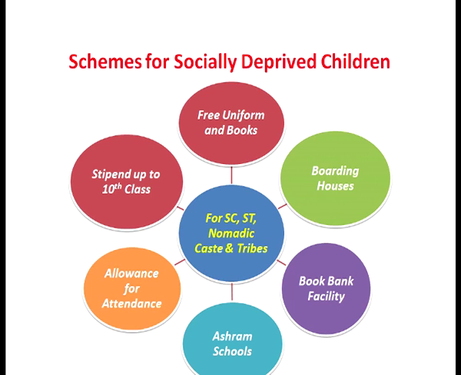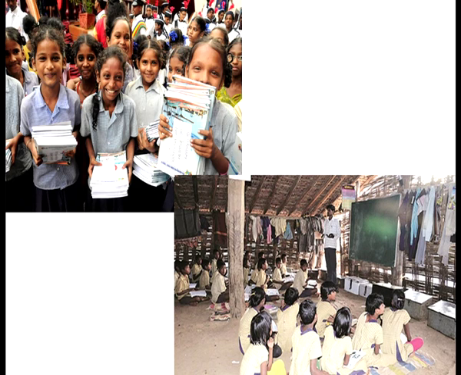So, in the picture you can see there are 6 different schemes, 6 different steps which have been taken by the state of Maharashtra for the welfare of socially deprived children and for achievement of the target of universal elementary education. Now, as you can see on the screen, there are 2 pictures. One is depicting the free textbooks to the children and the other is the ashram schools which are established in the state of Maharashtra, where elementary education is provided to the children of SC, ST community and nomadic people.